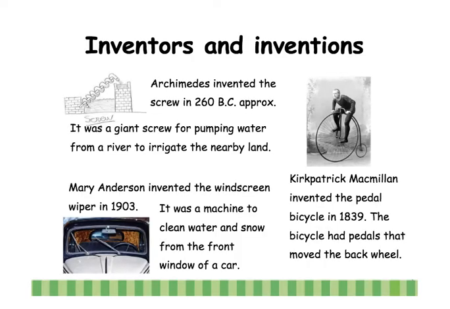Archimedes invented the screw in 260 BC, approximately. It was a giant screw for pumping water from a river to irrigate the nearby land. So here's the river, here's the giant screw, and as it turned, it would pump the water from the river up onto the land to fertilize or to water the crops.